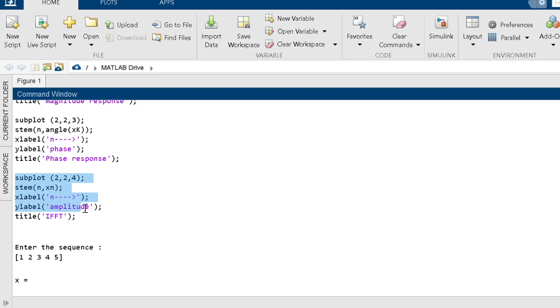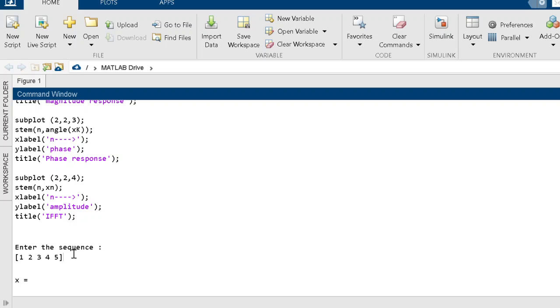Next, or the last one, is the graph for the IFFT. Subplot 224. Features would be N and XN. The x-axis label would be this one. The y-axis label would be amplitude. The title of the graph would be IFFT.